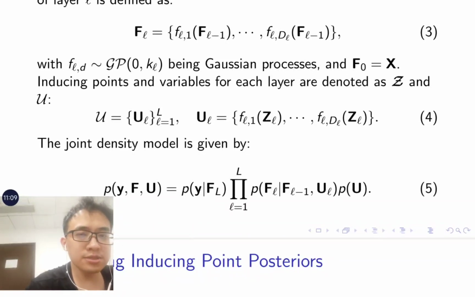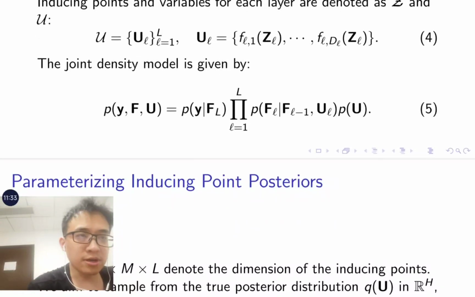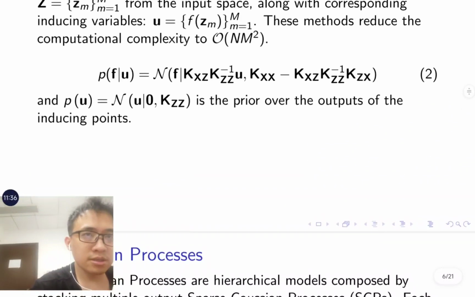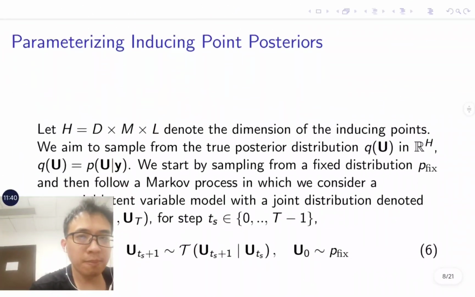You can use a chain rule to derive these equations, because y is related to f_L, capital L, and all layers have the same dependency in this model by equation 2, and p_U is the prior.